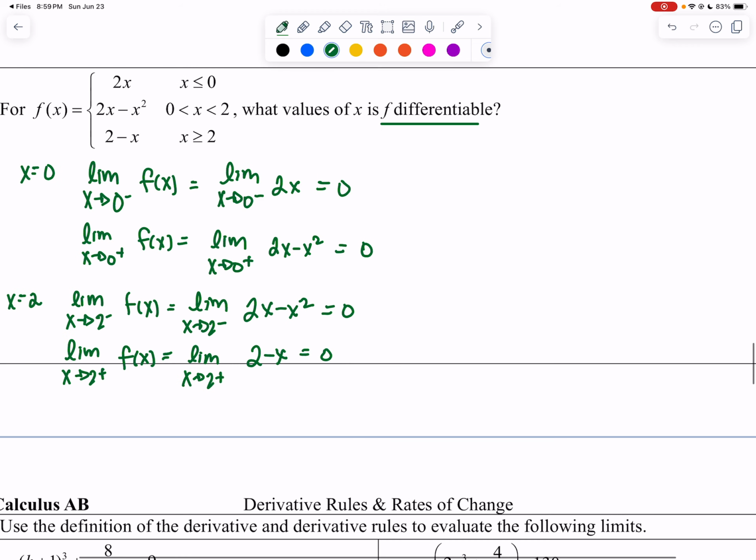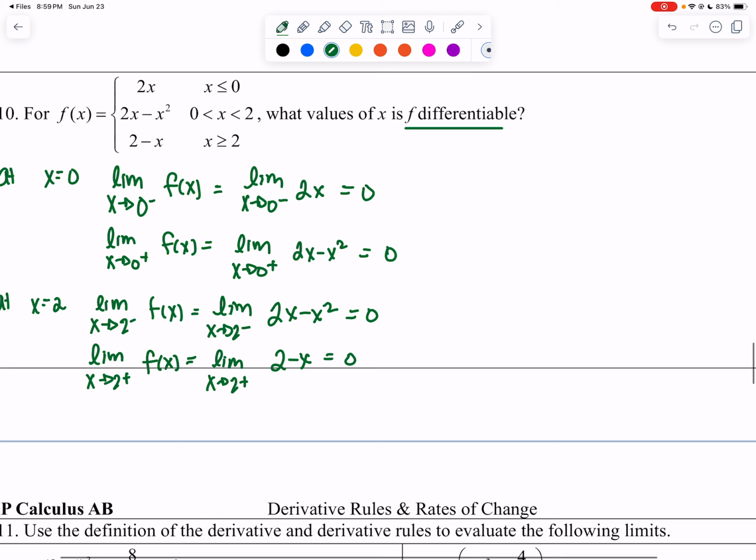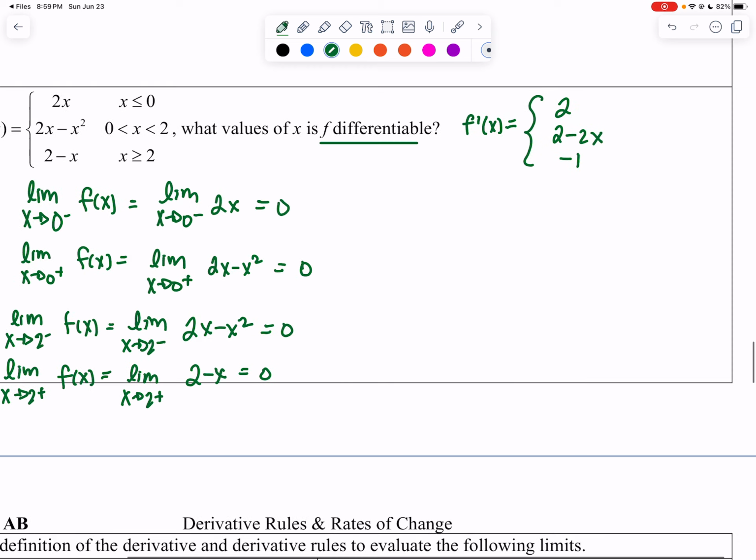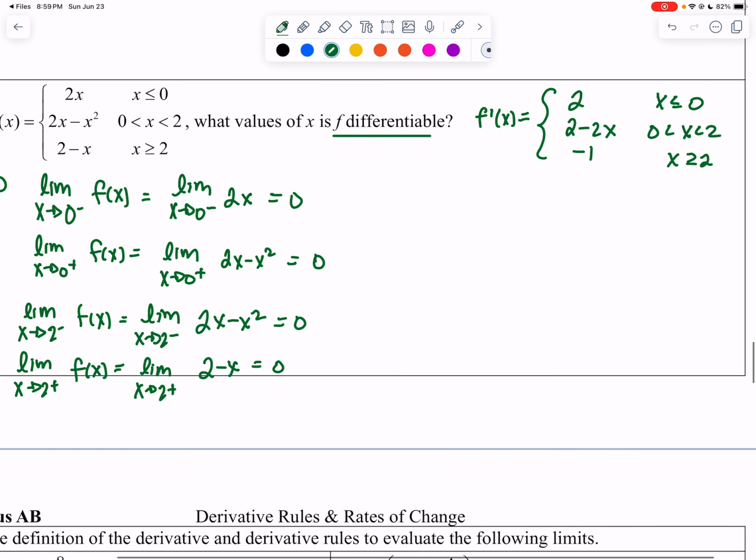Remember that if it's differentiable, then the derivatives are the same from the left side and from the right side. So now I'm just going to take the derivative of this piecewise function. If I take the derivative, I get 2, then 2 minus 2x, and then negative 1. And that's my derivative of f of x.